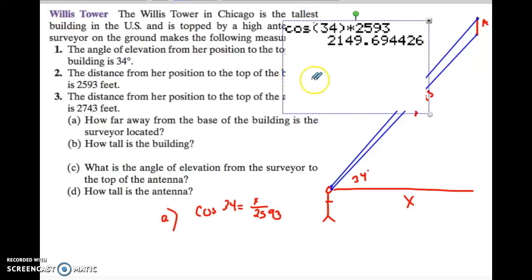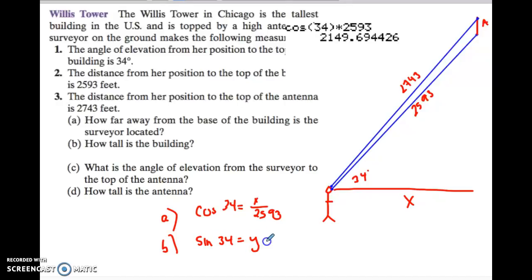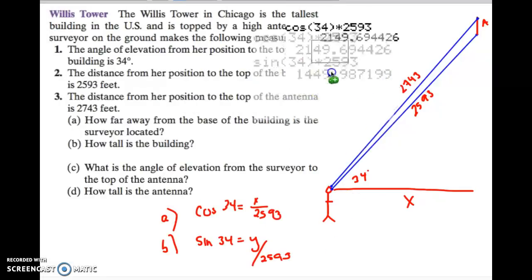And then it asks, how tall is the building? So now that I know this, and I know the 2,593, that could actually just be the Pythagorean theorem, or again, you could use sine. So for part B, I'm just going to use sine, but again, feel free to use the Pythagorean theorem. I could say sine 34 equals the building height over 2,593. So I'm going to go back to my calculator, and now I know A and B.